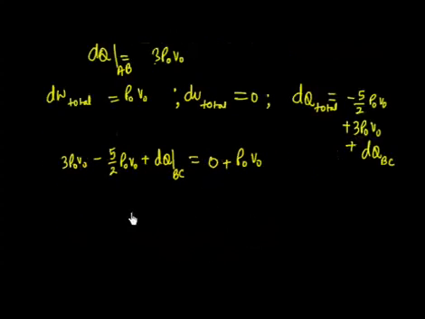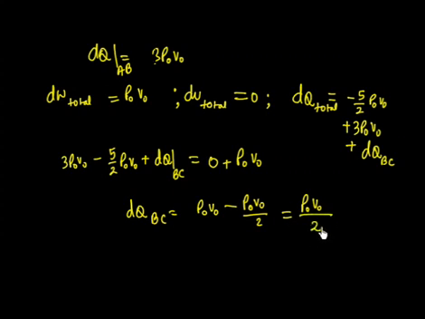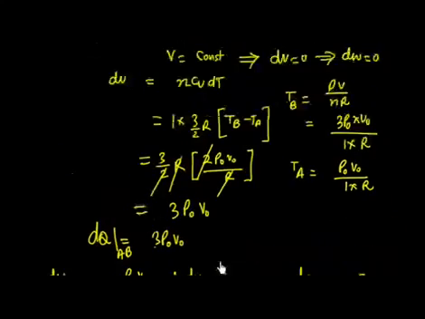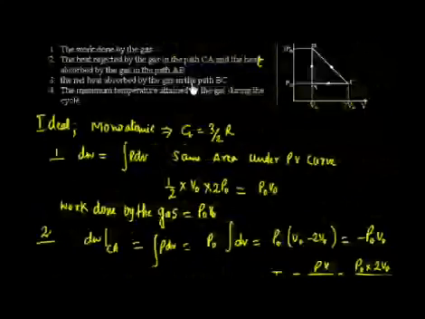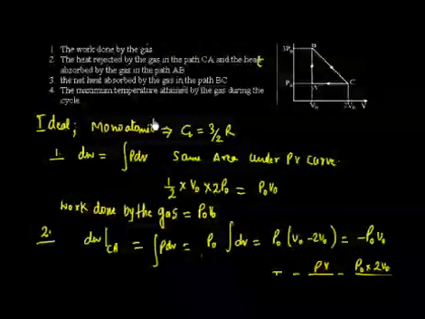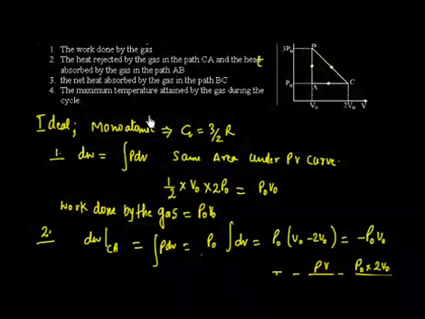So I can calculate dQ BC. So this dQ BC is equal to P naught V naught, minus 3 by 2 P naught V naught. On this side it goes plus. So this becomes minus P naught V naught by 2. So heat changes in process BC is simply P naught V naught by 2. It's easy. Now see, we have to also calculate maximum temperature attained by the gas during the cycle. So when you will have maximum temperature, that's a good idea. Are you getting or not?